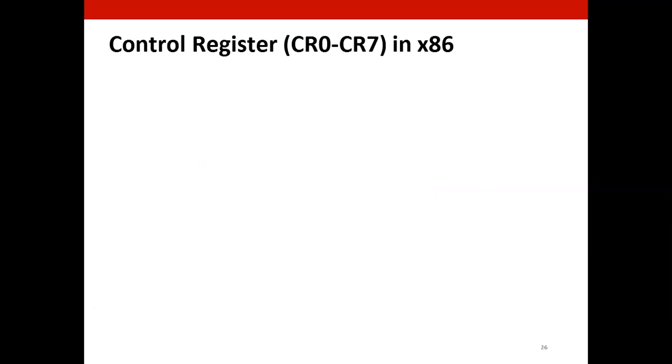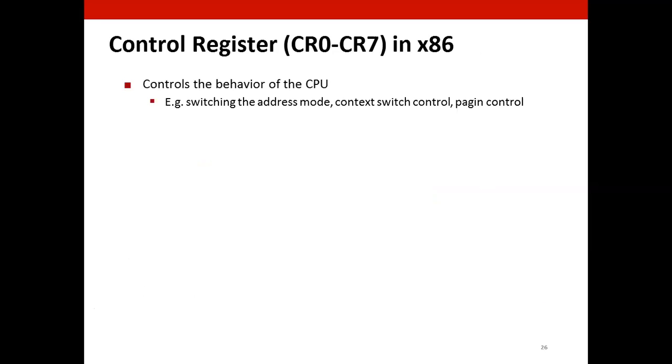To build a brief background into the control registers that are used by the x86 architecture to control the basic operations of our processor, these are some of the most powerful aspects of our CPU upon which the operating system is standing. So we have these 8 control registers in the x86 architecture that change or control the general behavior of the processor. For example, interrupts, switching the addressing mode, our favorite context switch control, the paging control, etc., are all done using the CR.